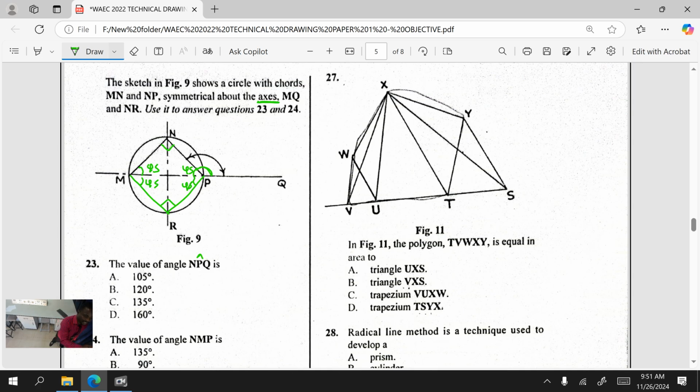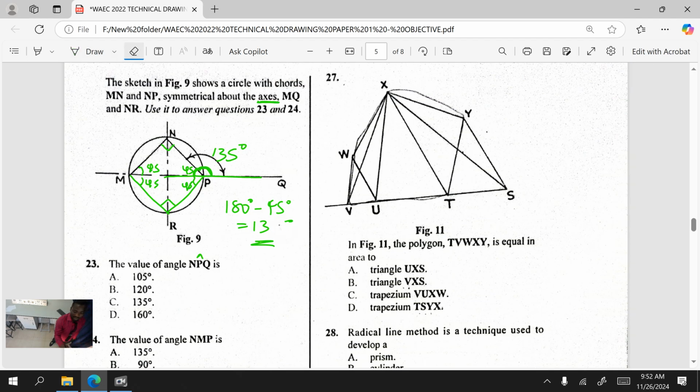So if this, remember this is a straight line. Do you get it now? If this part is 45, what will be this part? This is what we refer to as supplementary angles. Two angles formed on a straight line add up to 180. So if this place is 45, that means this place will be what? 135 degrees. Very simple. Just take 45 degrees away from 180. So we have 135 degrees. It's as simple as that. I believe you all understand this. 135. So the answer is what? It is C. Then we'll go to the next question.